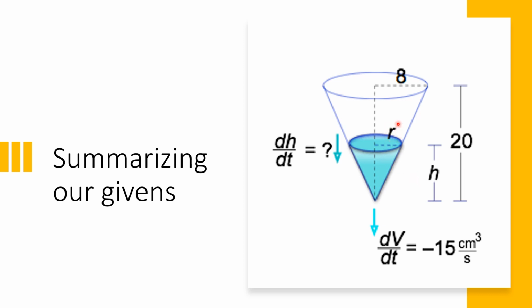Similarly, r is changing over time. It starts out at 8 at the beginning. It'll be smaller when the height is 10. It'll be even smaller when the height is 5. So r is changing over time, so it's a variable.